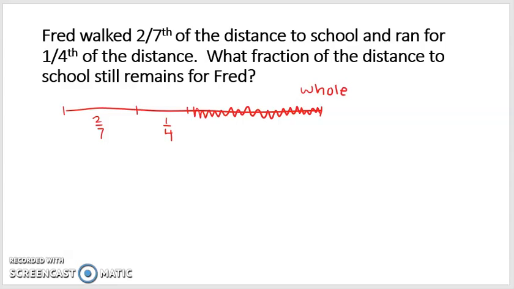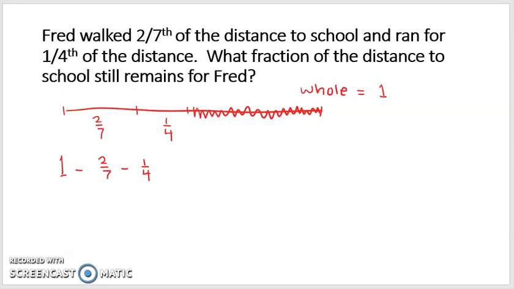So you might say, okay, well, how would I solve that? If you think of the whole, remember the whole is one whole unit. So I'll call that 1. So if I take the whole unit and I subtract off the portions that Fred has already walked, that would give me what's remaining. So the answer to this is going to be 1 minus 2/7 and minus 1/4.